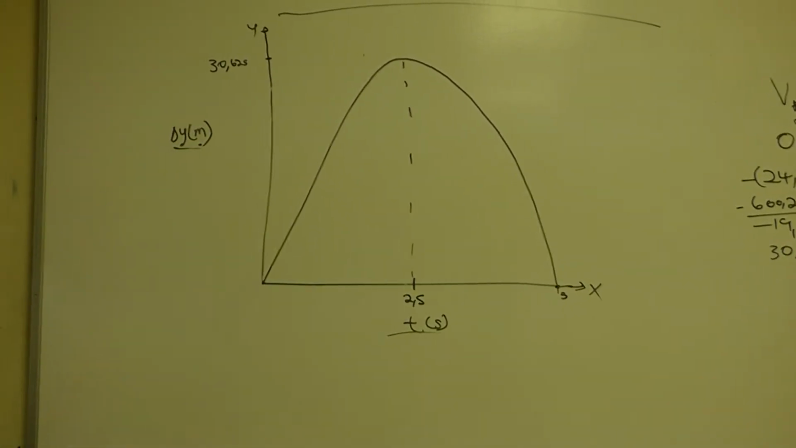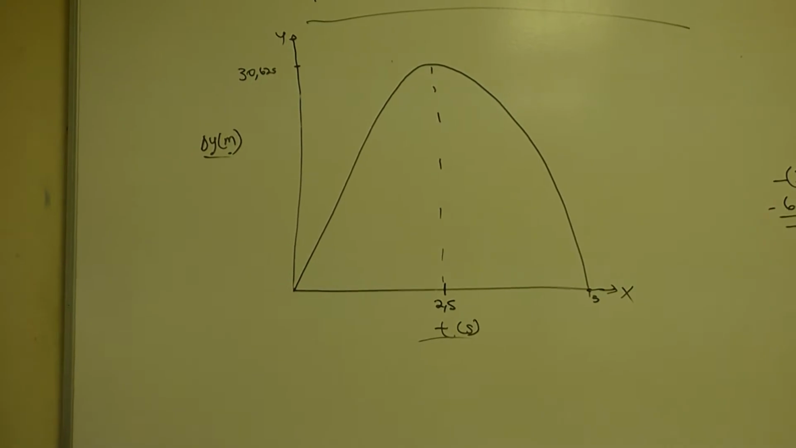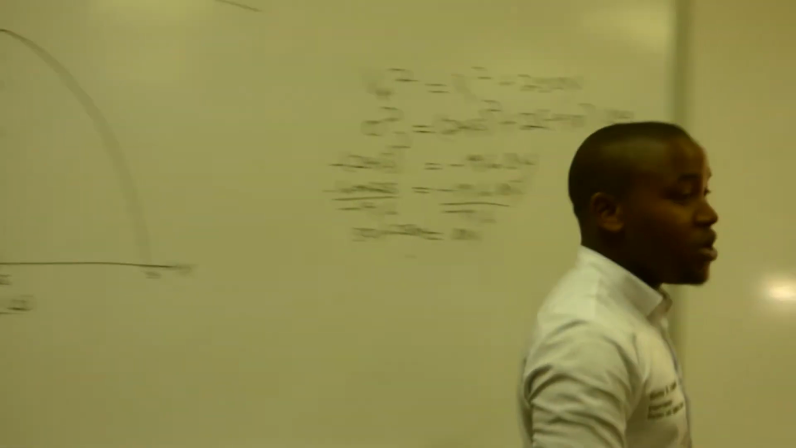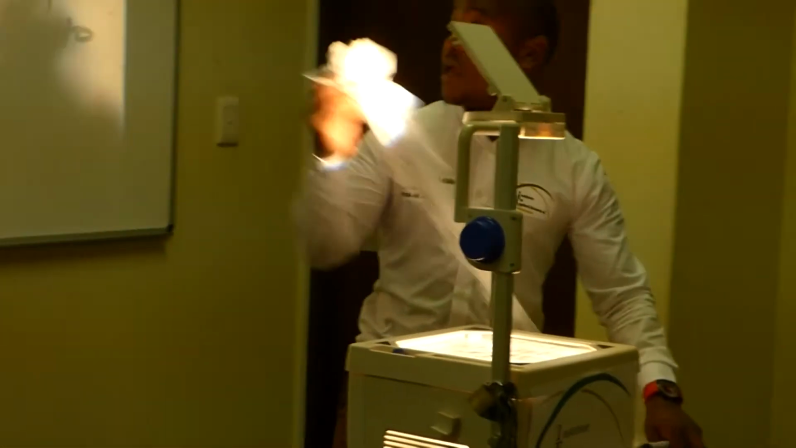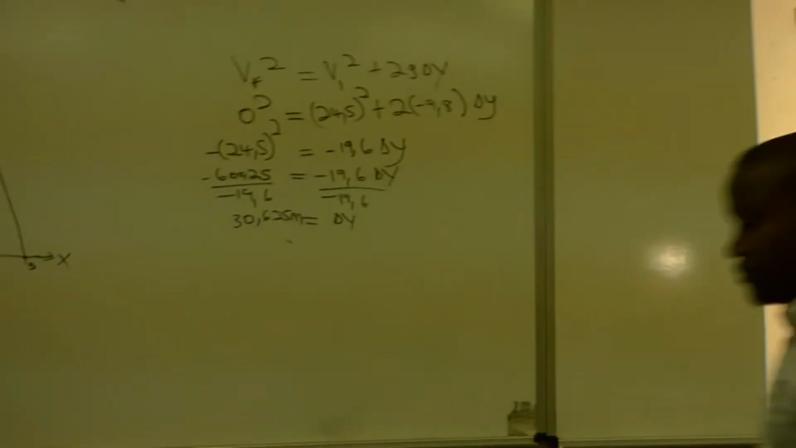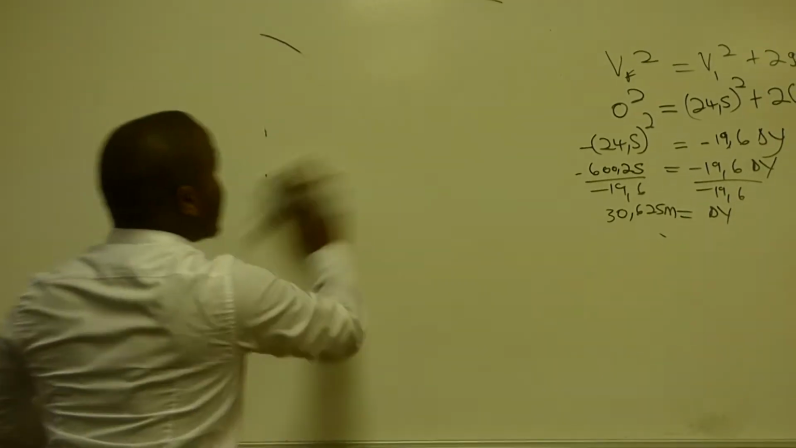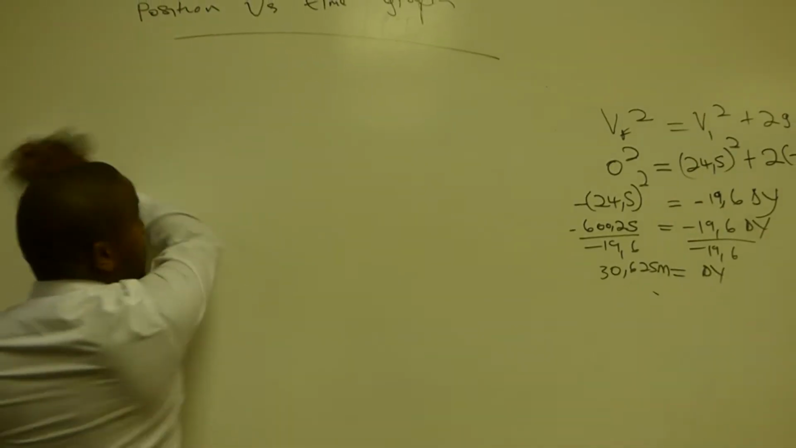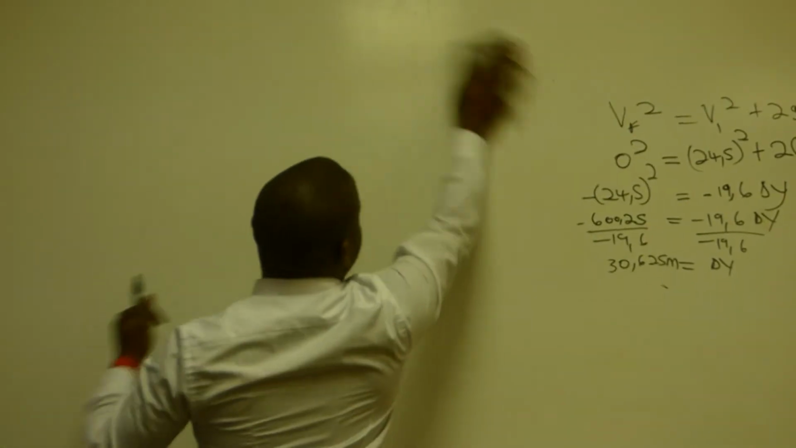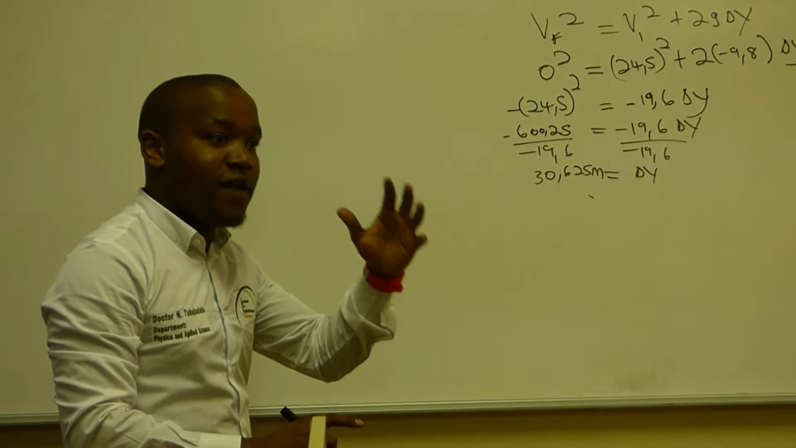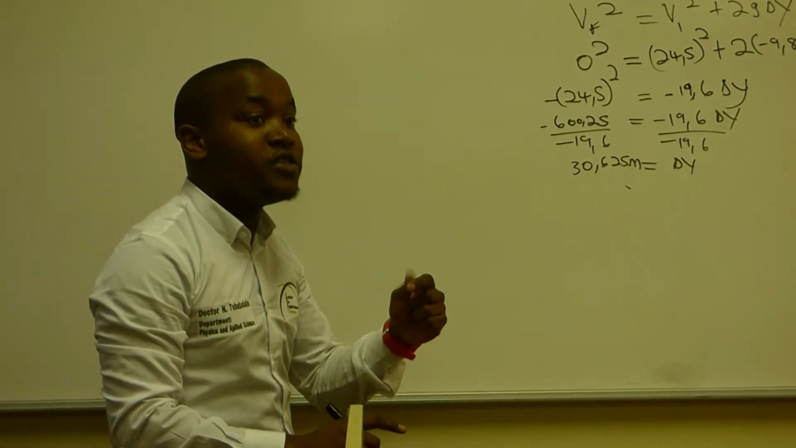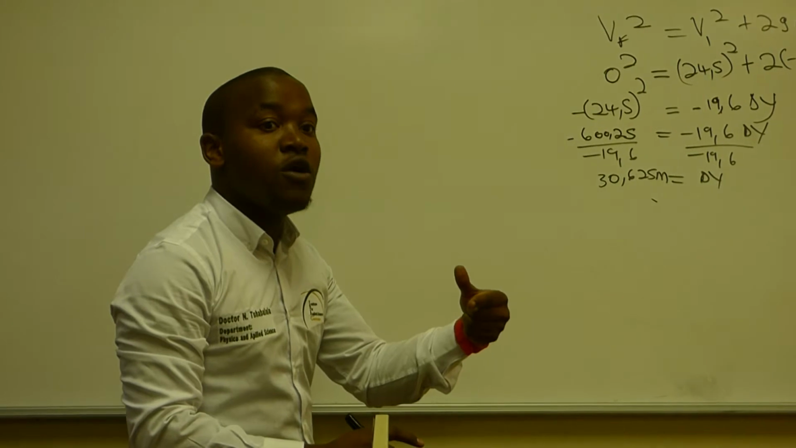Any other questions? Let's go to velocity versus time graph. The question that we are answering here is, what is the velocity of the ball at what time? Here you must indicate the initial velocity. It's very important that you indicate the initial velocity for the upward motion and the final velocity for the downward motion.